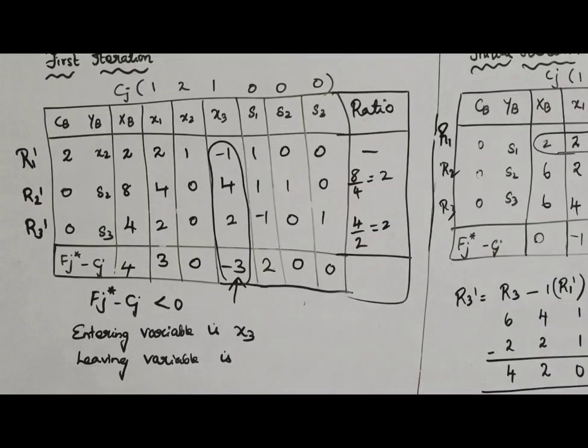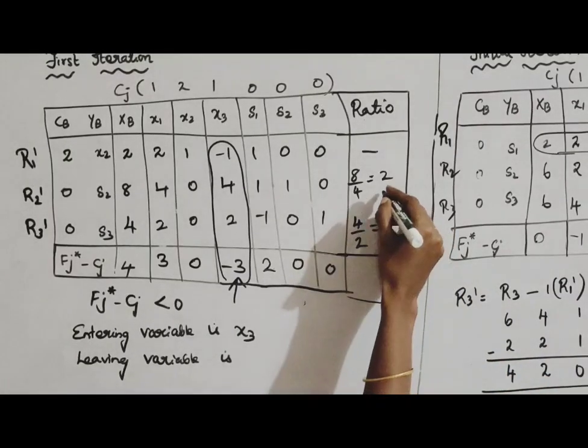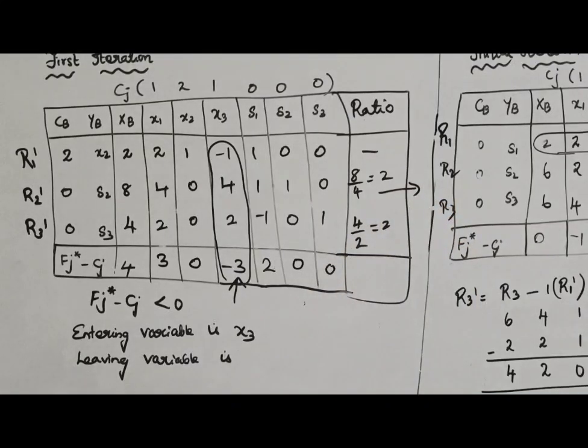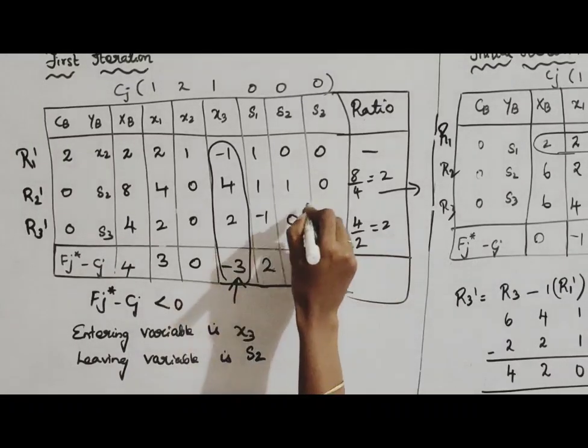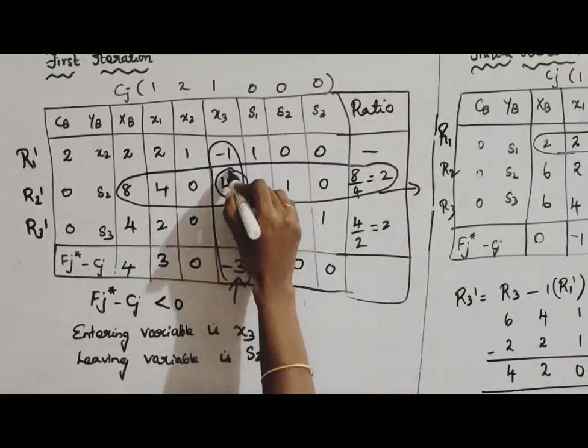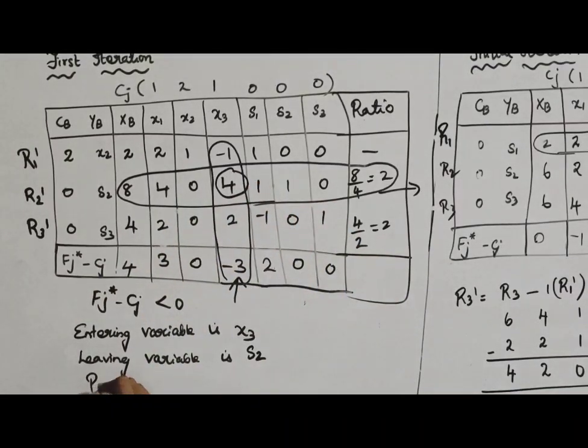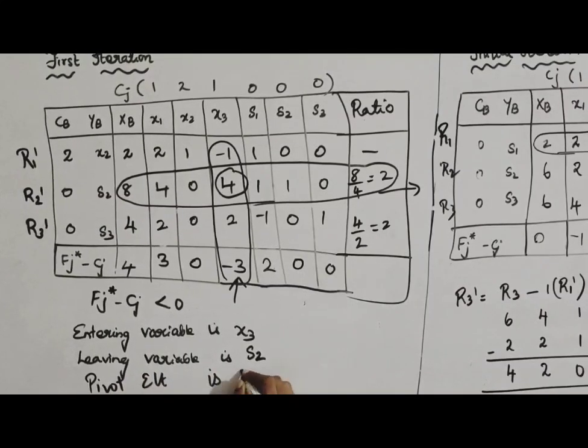Okay. Here the two ratios are the same. So you can choose which variable is going to leave. I am choosing the S2 variable. Therefore, the leaving variable is S2. You have to encircle this. 4 is the pivot element. Therefore, the pivot element is 4.